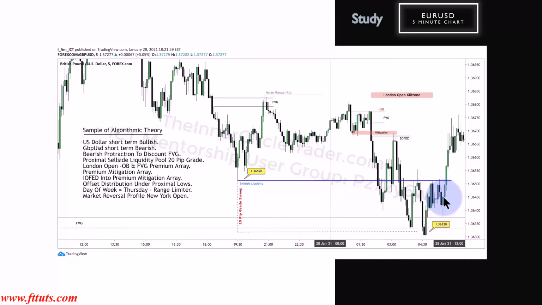So we have the day of the week phenomenon, which is Thursday, which is a range limiter. And all that means is that the weekly range is many times limited by New York open on Thursday, only when it's directional. Okay, so if we've been thinking about a directional bias, in this case, we were looking for weaker prices on cable, higher prices on the dollar. We traded into now the New York open, where we're setting up the likelihood of a market reversal profile.